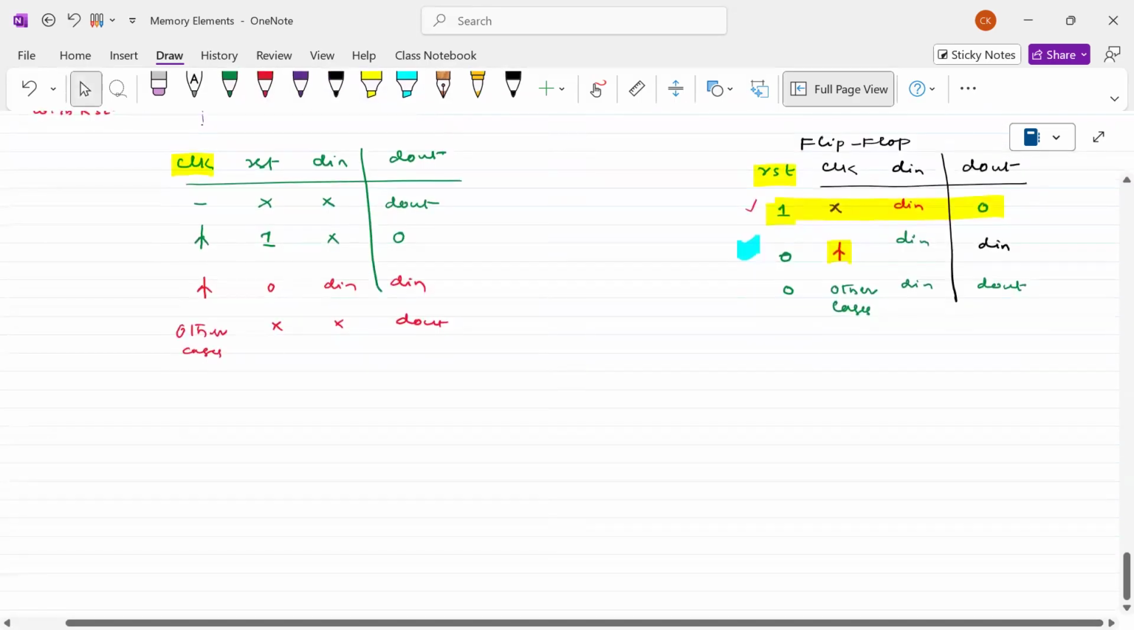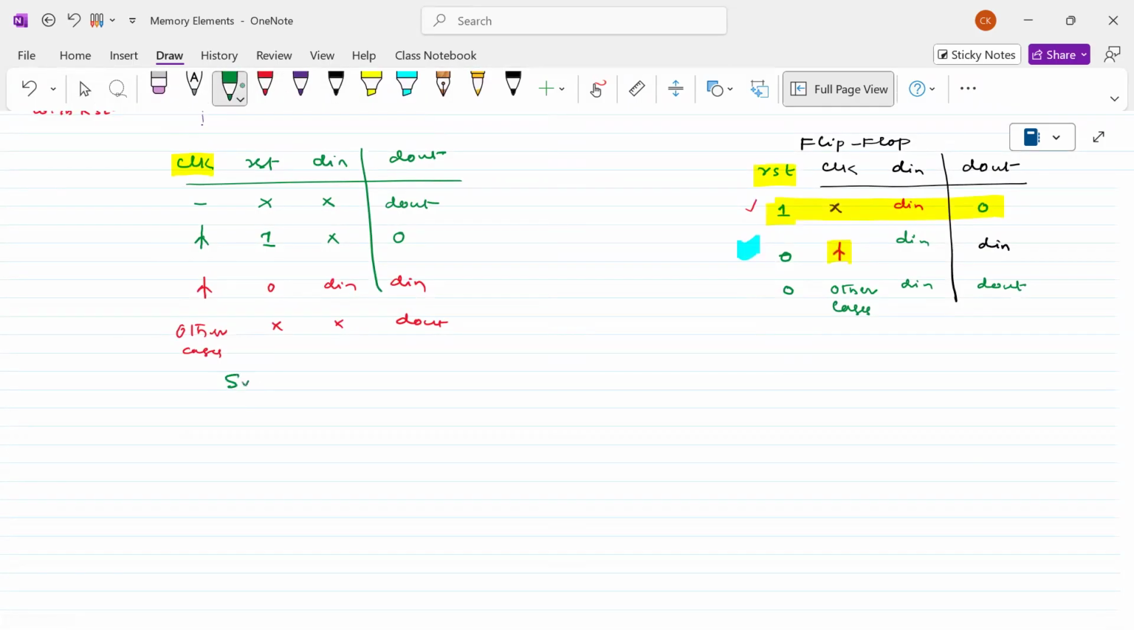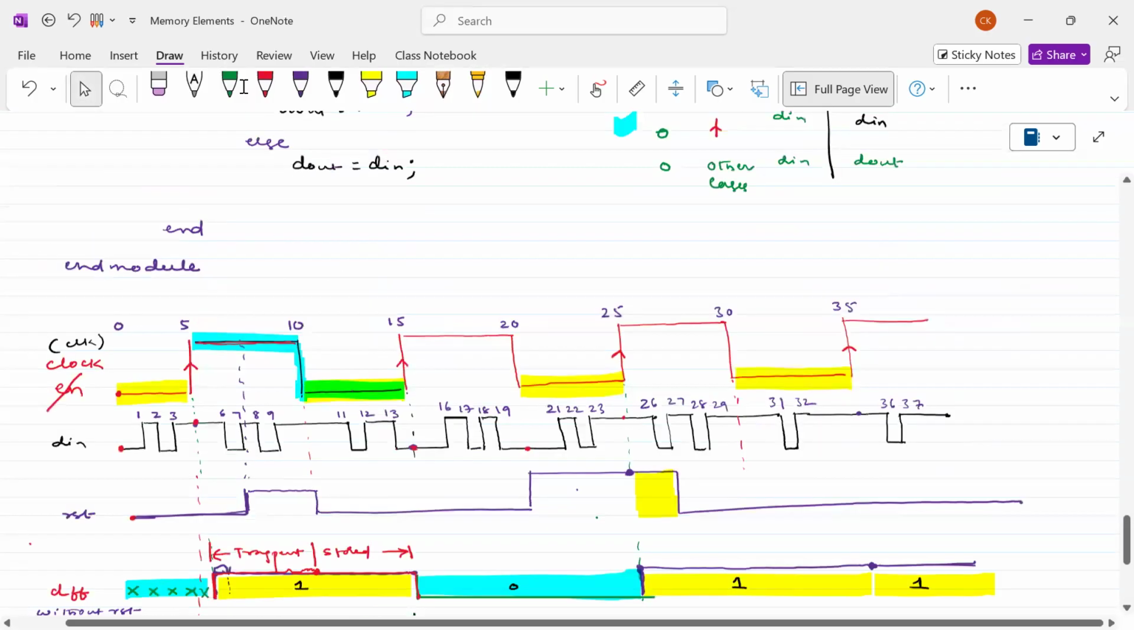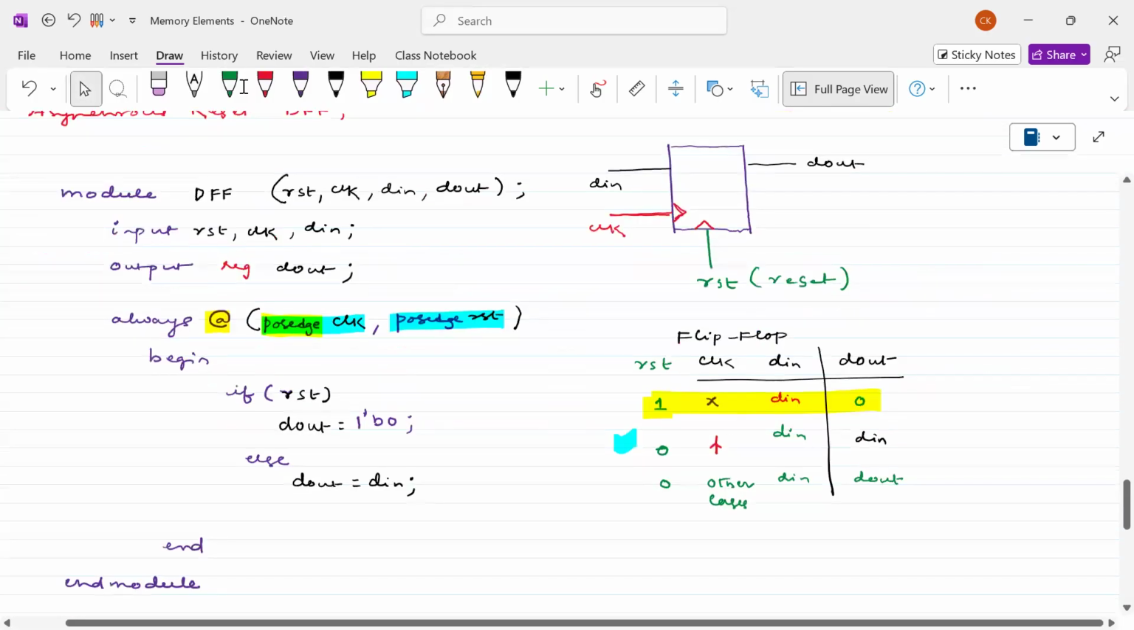This is called synchronous. Sorry, this is a synchronous reset. This is an asynchronous reset. Is the point clear to everyone? Okay, so quickly let us modify this program and we can leave.